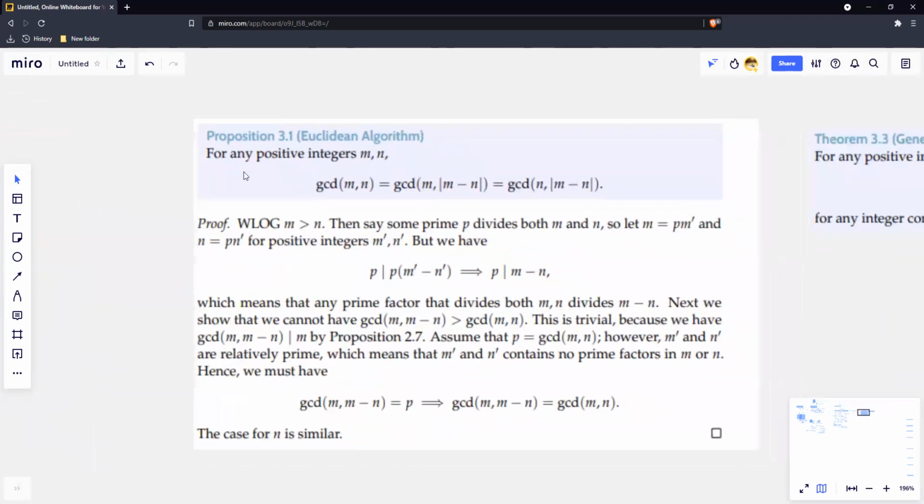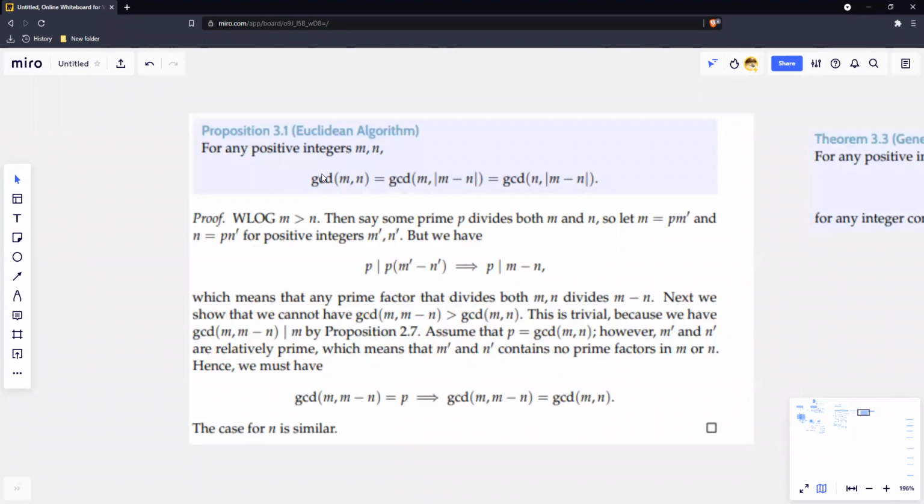For any positive integers m and n, GCD(m, n) is equal to GCD(m, |m - n|). The absolute value basically means the positive. You've all heard of it before. For example, |2 - 3| is equal to 1; with these signs around it, it basically removes the sign. So we get GCD(n, |m - n|).